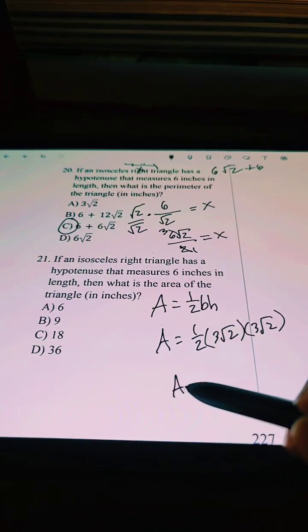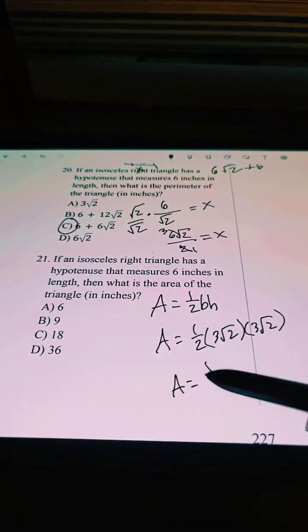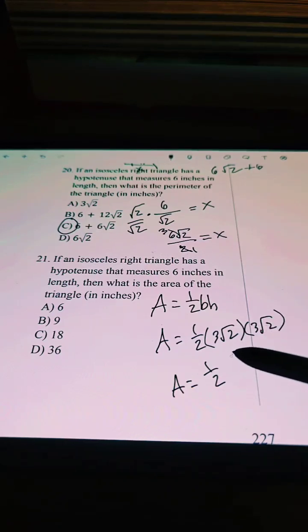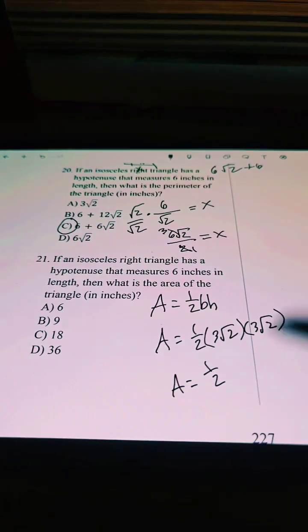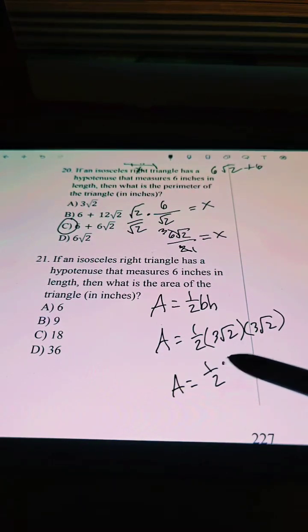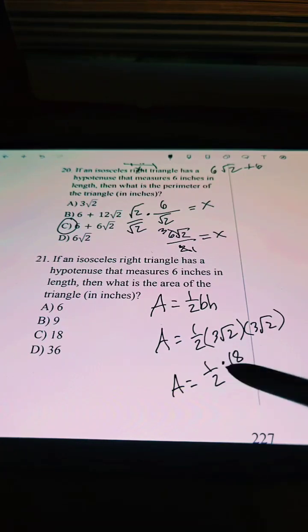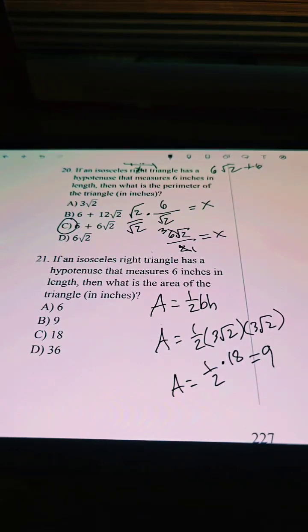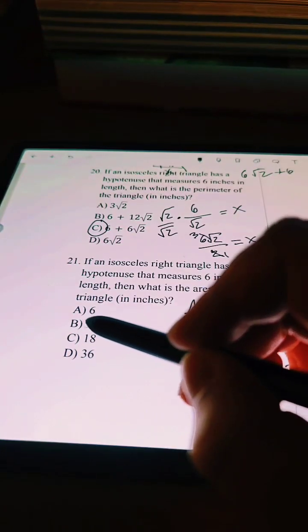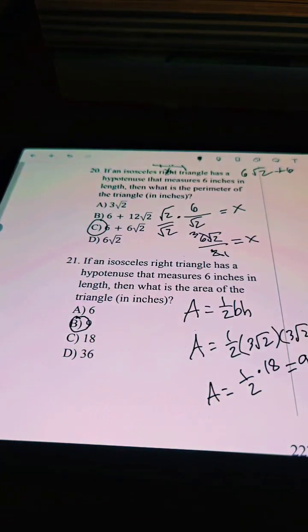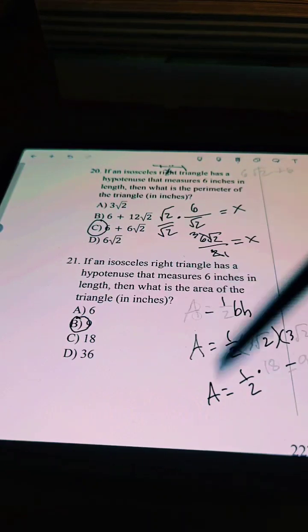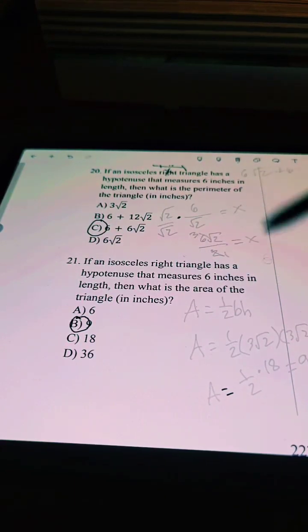So 1/2 times 3 is going to be 9, and then root 2 times root 2 is just 2, so it's technically 9 times 2. That gives you 18. And now 1/2 of 18 is just going to be 9. So the correct answer would be B. Whoopsies. Let me just erase all of this so it doesn't get all messy.